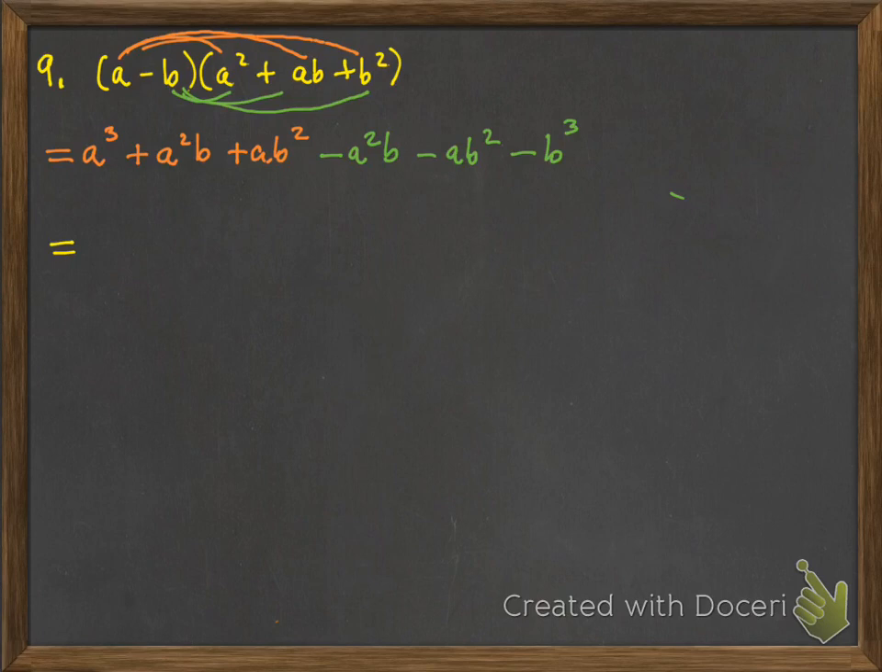And so stuff's going to cancel, so you got the a squared b and the negative a squared b, the a b squared, and the negative a b squared. So those are going to drop out, so you're going to have a cubed minus b cubed, and then we have a special name for this. We call it a difference of cubes.